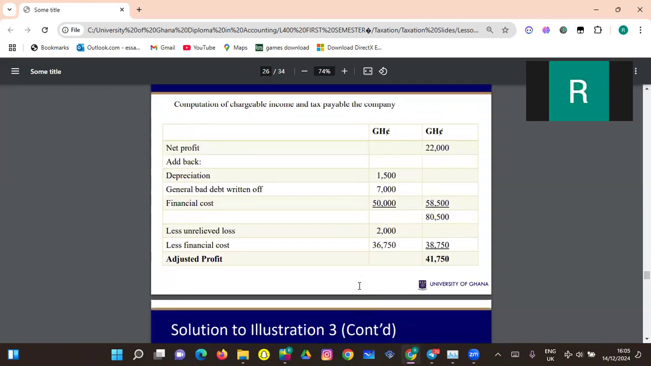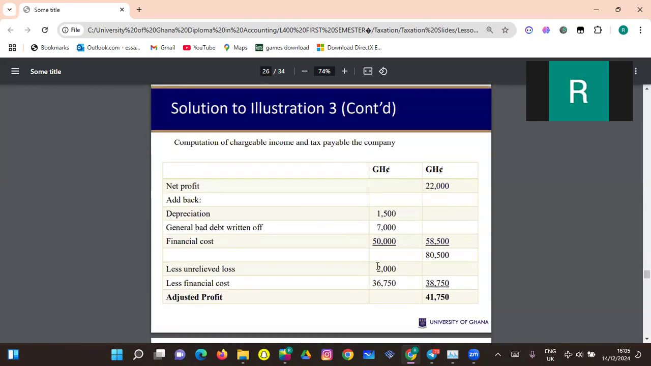So this will now be our adjusted profit. So net profit will come in. Our depreciation and general bad debts will be what? Re-added back because they were taken out before arriving here. Finance cost was also taken out. So we add it back. And then now we get this. Then now unrelieved losses was subtracted and was added. And then finance cost was also added. So with that one, we less it now to reverse that thing.